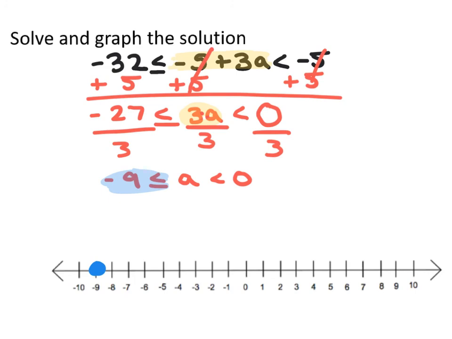Then if I look, I have is less than 0. I'm going to put a closed circle, or an open circle, sorry, at 0, because there isn't a line underneath. And then finally, I'm going to shade the middle. So our answer would be negative 9 is less than or equal to a is less than 0.